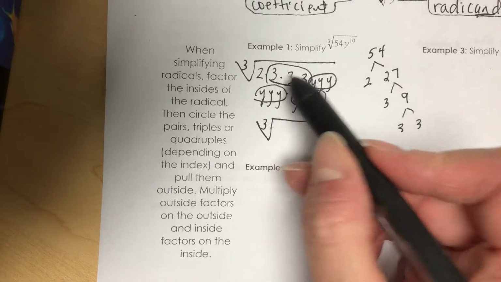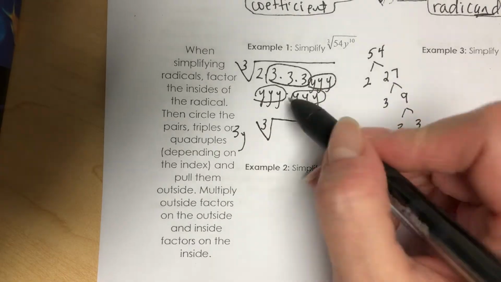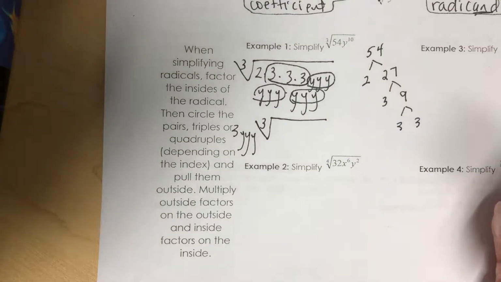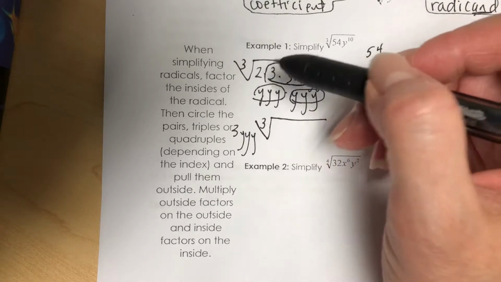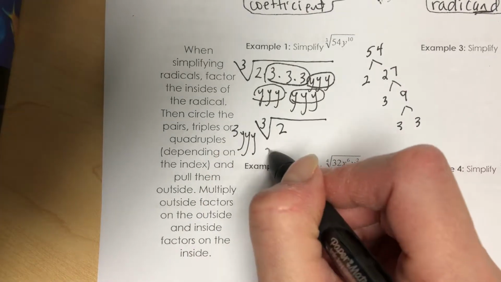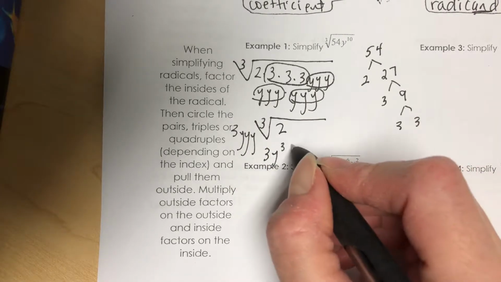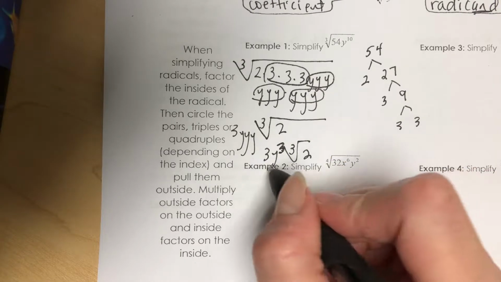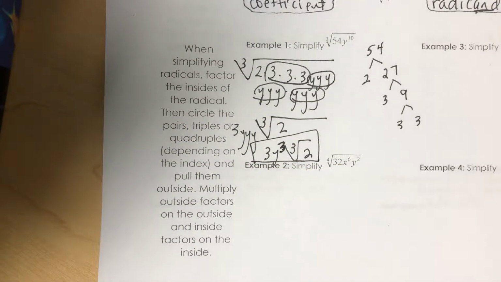So I can take out a 3 because of that group. I can take out y from this group, y from this group, and y from this group. What's left inside? Well, the 2 didn't have anything to get grouped with, so 2 is still in there. And I can simplify this. I've got 3 times y times y times y, so that's y cubed times the cube root of 2. So 3y cubed times cube root of 2. And that's my answer, and I'm going to put my answer in a box, so it's easy to locate.